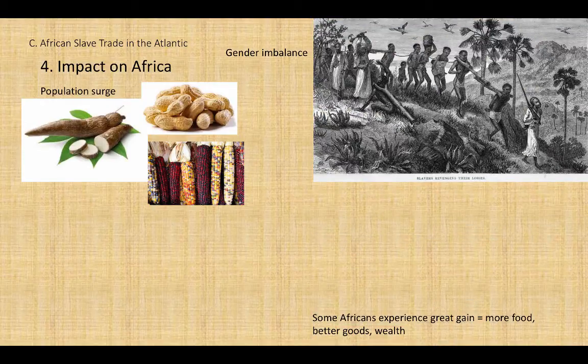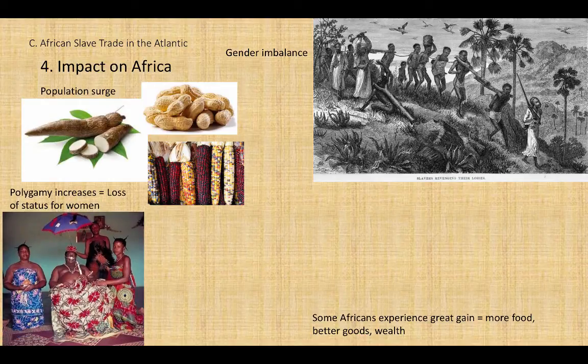Next, we're going to see a gender imbalance in Africa. As you can imagine, these human beings are taken as slaves to go to the New World to work on plantations. And so the slave catchers want men more than women. Men on average tend to be bigger and stronger than women. And so we're going to see that there's a gender imbalance in Africa. There's more women than men because of the slave trade. This has an impact on society.